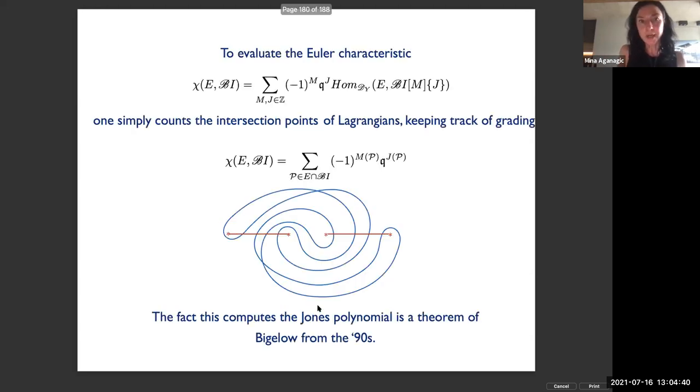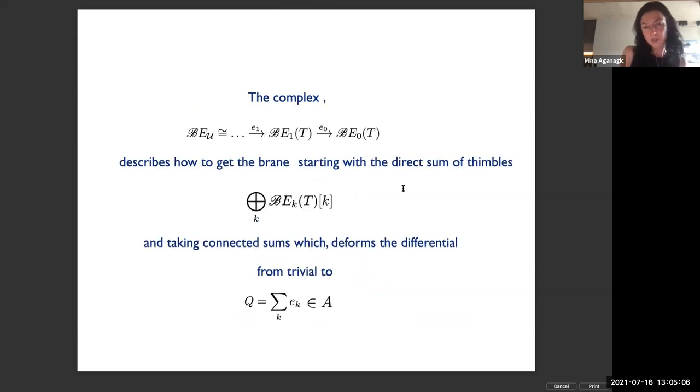can be computed algebraically. To evaluate the Euler characteristic, all you need is to simply count intersections of Lagrangians, keeping track of grading. And the fact that the Euler characteristic of our theory computes the Jones polynomial, which is an elementary prediction, is a theorem of Bigelow from the 90s. So again, this complex describes how to get the branes coming from thimbles.